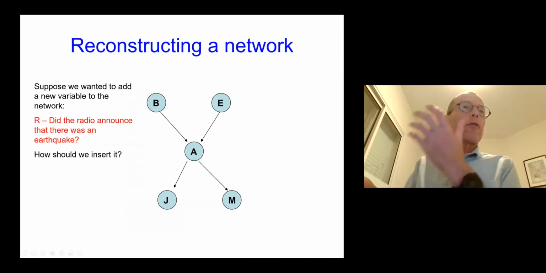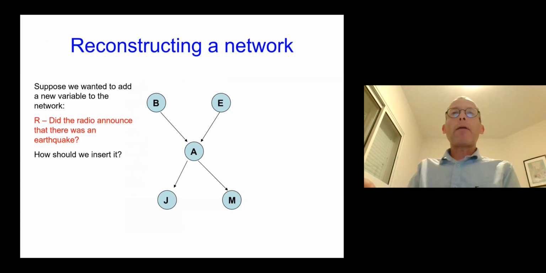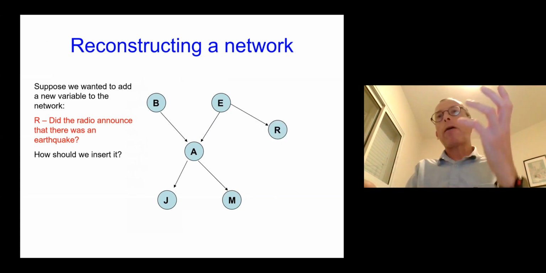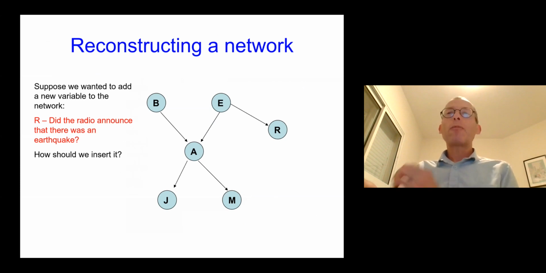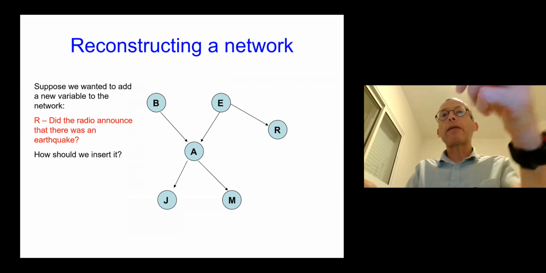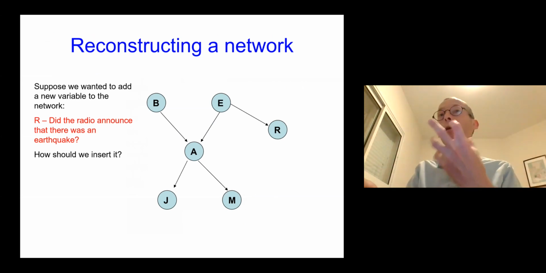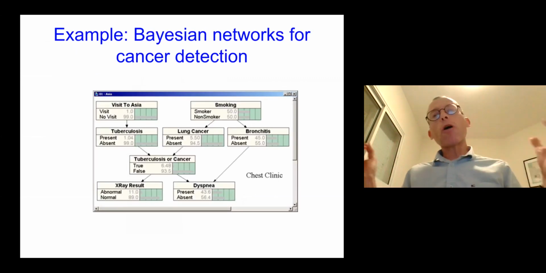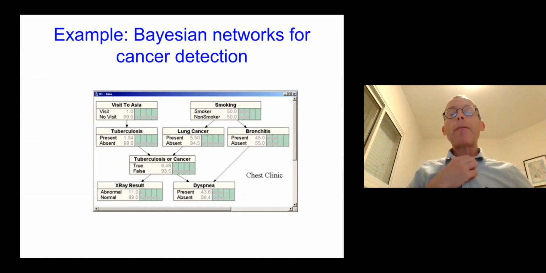And once you have a network, you can add other nodes. For example, a radio. Let's say we want to know whether there was an announcement on the radio that an earthquake occurred. And of course, in this case, if we already have a node for earthquake, we can add it to R, right? So that's always possible.